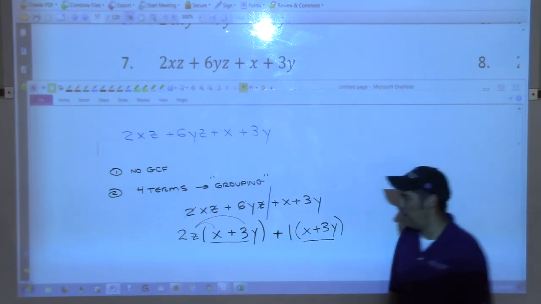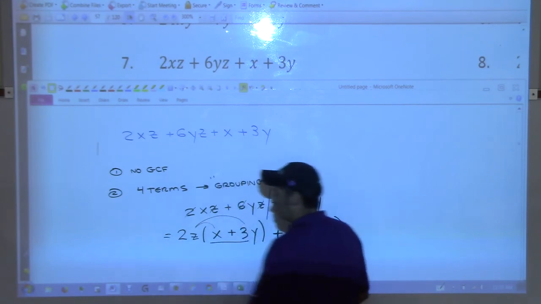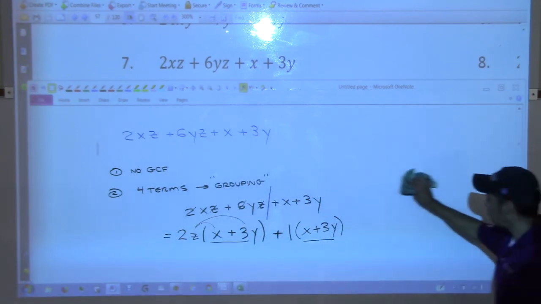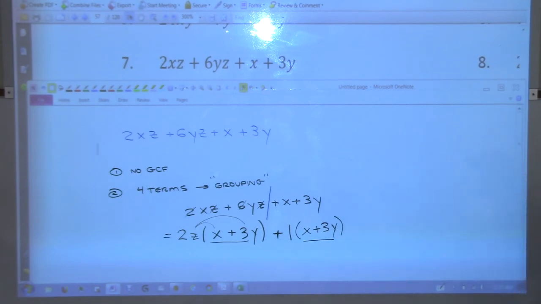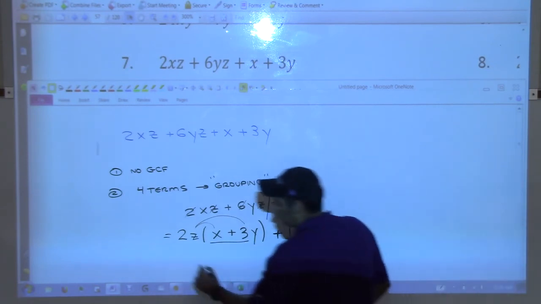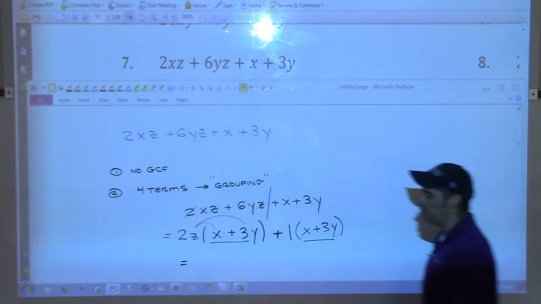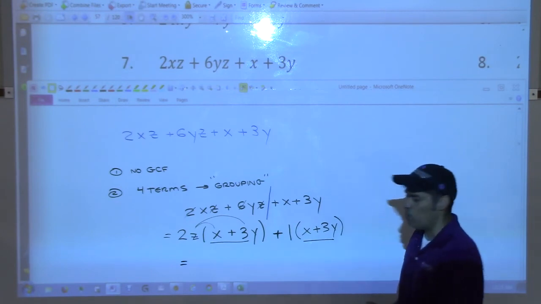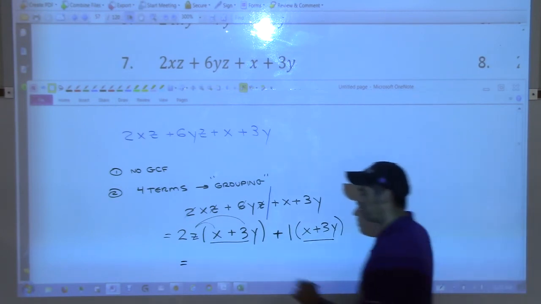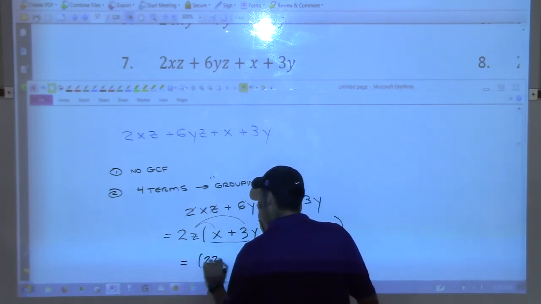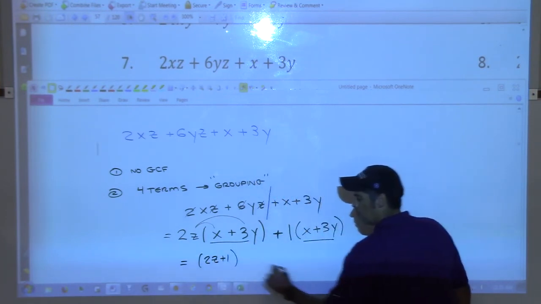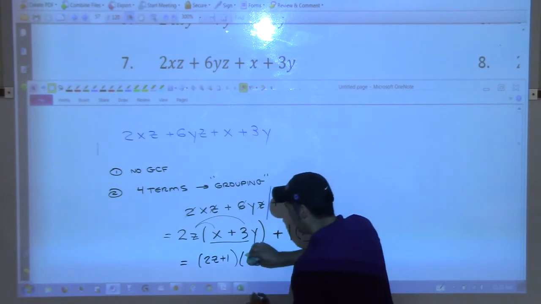Now, the next step. And this is the step that as long as I've been teaching has always been a problem. I think it's more of a problem for me than it is for you. Some of you have done this before, so who wants to tell me what the next line should be? Anyone? Would it be 2z plus 1? Okay, 2z plus 1 in parentheses. And then what? And then x plus 3y. X plus 3y in parentheses.